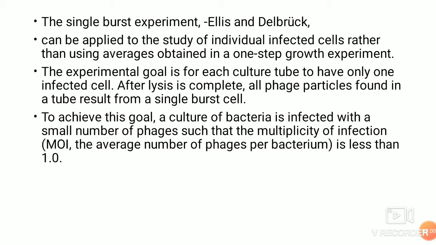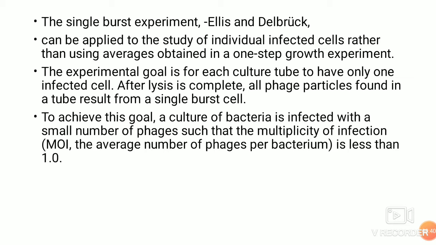This can also be applied to the study of individual infected cells rather than using averages. In a one-step growth experiment, you can do an average result estimation, but here you can correlate to a single cell. So to achieve the experiment, the goal is for each culture tube to have only one infected cell. After lysis is complete, all phage particles found in the tube result from a single burst cell.